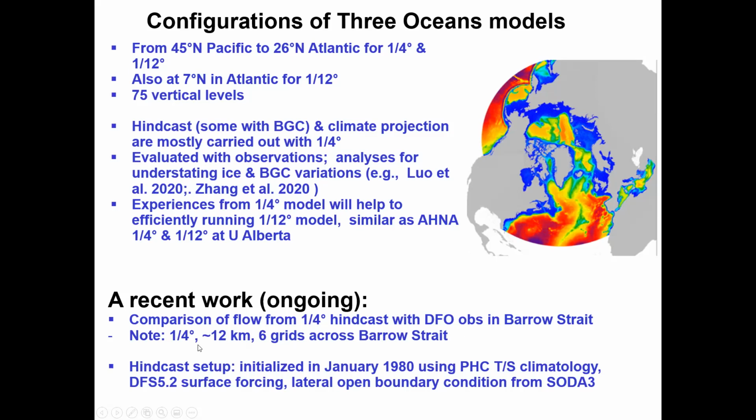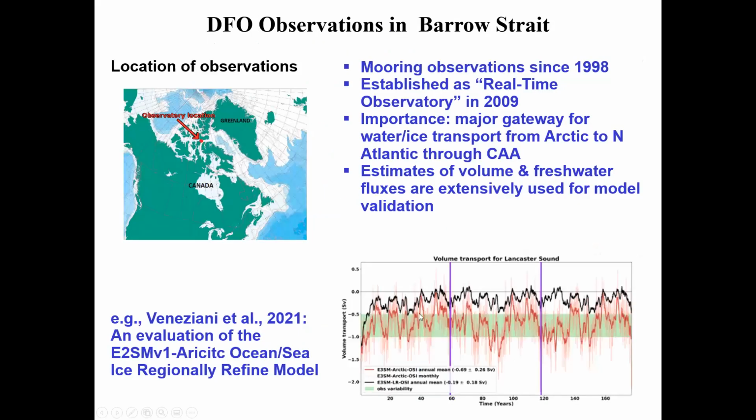We should note the 1/4 degree model has a spatial resolution of about 12 kilometers in the CAA, and we only have 6 grid points across the Barrow Strait. The hindcast is from 1980 to the present. These are DFO observations in the Barrow Strait and Lancaster Sound, with more observations starting from 1998 and becoming a real-time observatory in 2009. This is a very important gateway from the Arctic to the North Atlantic through the CAA.